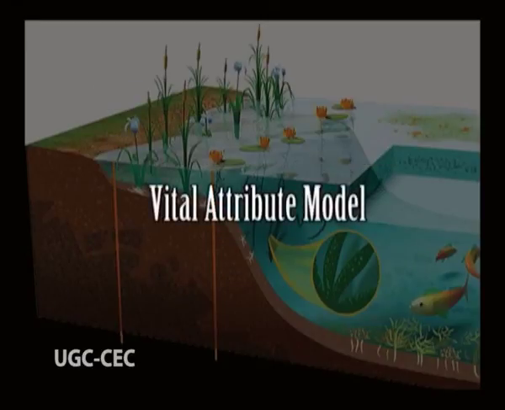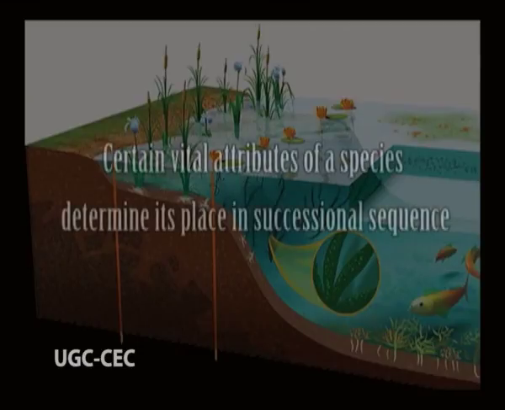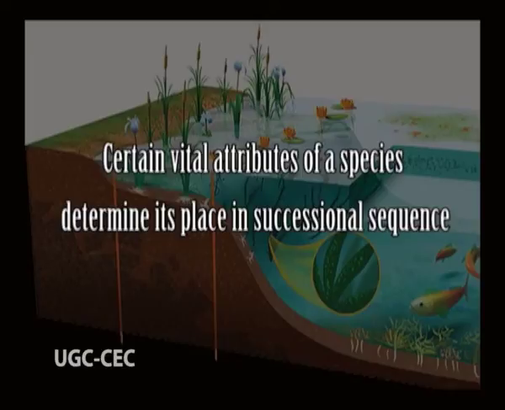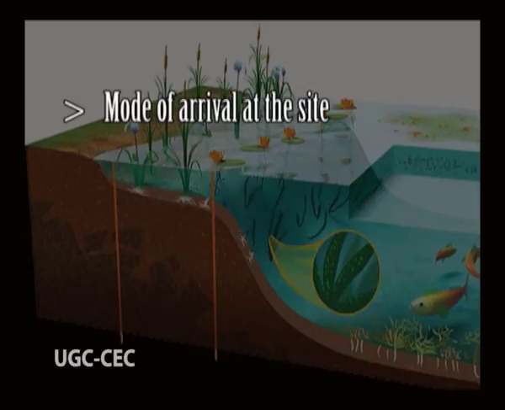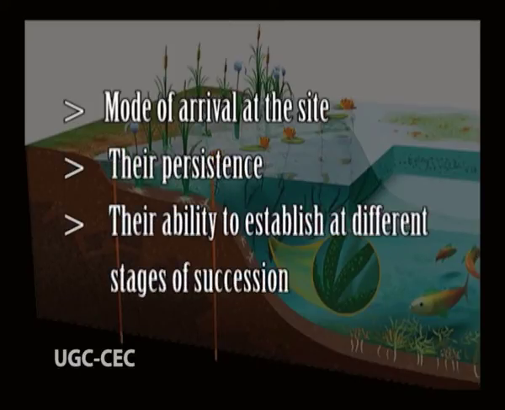Vital attribute model. Noble and Slatyer, 1977 and 1980, are of the opinion that certain vital attributes of a species determine its place in the successional sequence. These vital attributes are mode of arrival at the site, their persistence, and their ability to establish at different stages of succession. The three attributes discussed can be related to the duration of their dormancy in the seed bank, their age at first fruiting, and their longevity as adults.